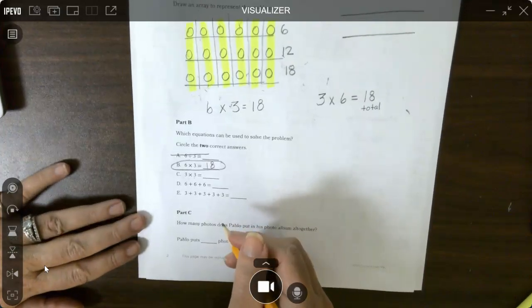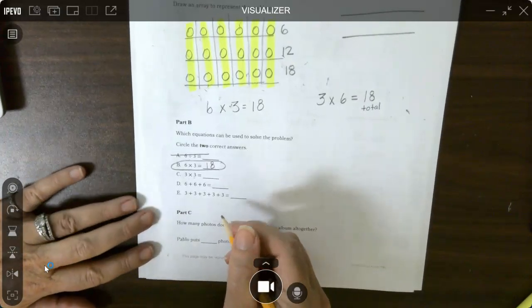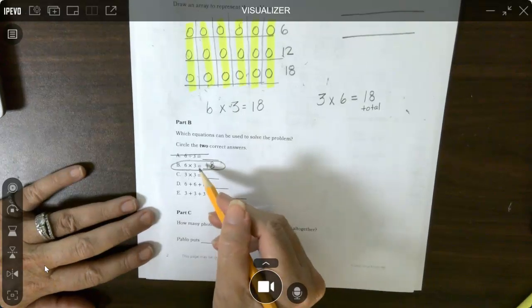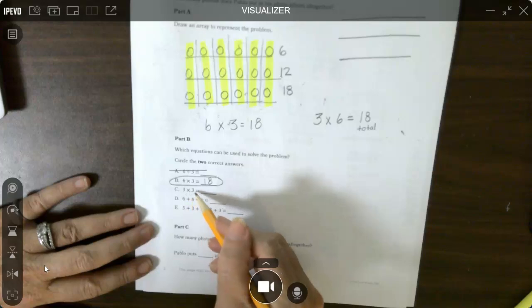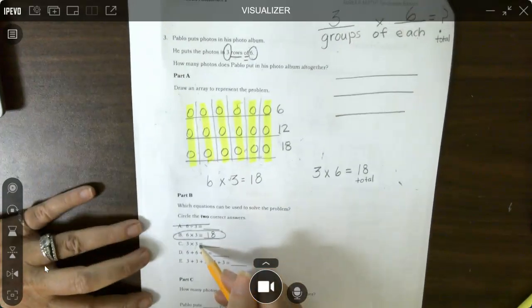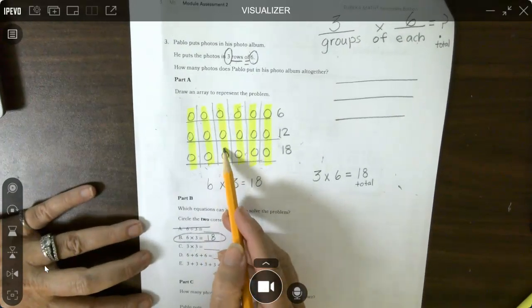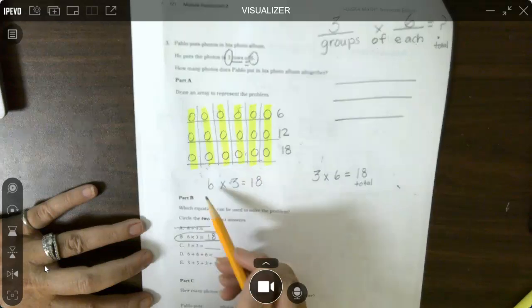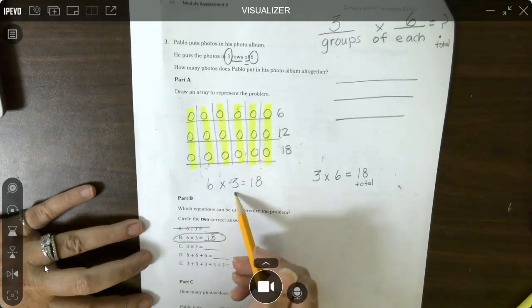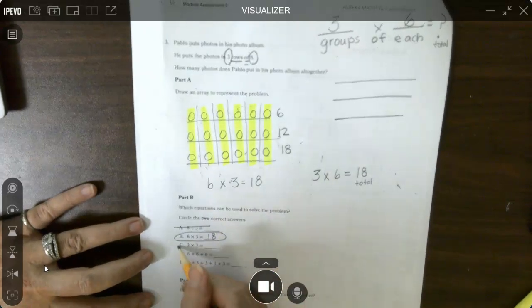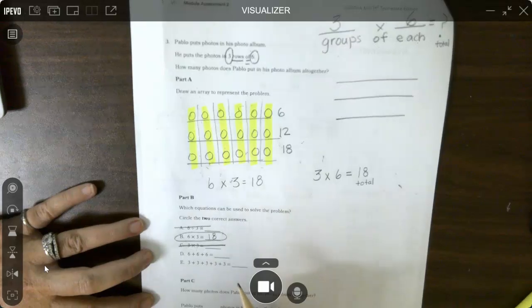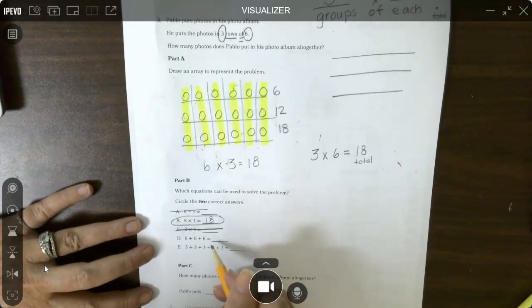All right, here we go again, part 2. We were looking at choices. We're on C. Is 3 groups of 3 an actual representation of what we drew up here? Clearly we can see we have 6 groups of 3 or 3 groups of 6, but not 3 groups of 3. So we're going to eliminate that choice. That leaves us with repeated addition as one of our choices.